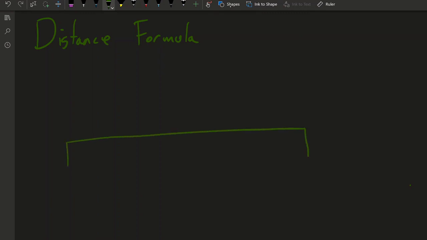Let's pretend we have a ruler and it's got these points on it: 1, 2, 3, 4, 5, 6, 7, 8, 9, 10, 11, 12. So this would be 0, this would be 12. If I have 2 points on there, here and here, this would be 1, 2, 3, 4, 5. A is at 5, 6, 7, 8.